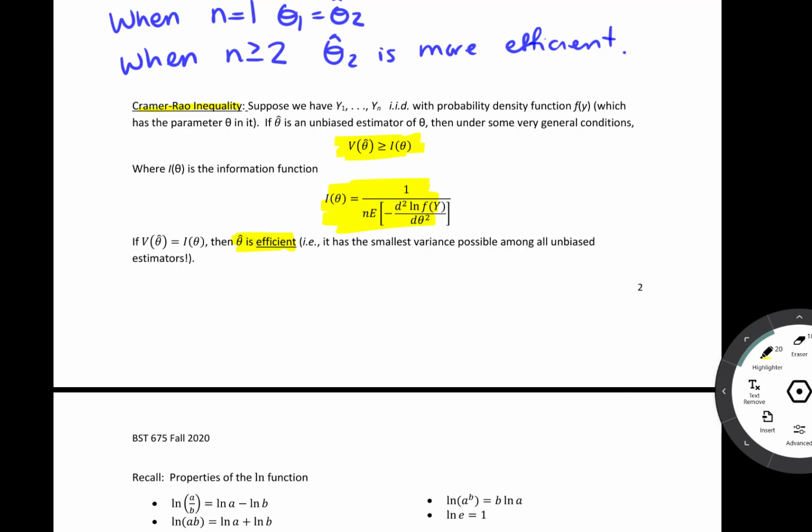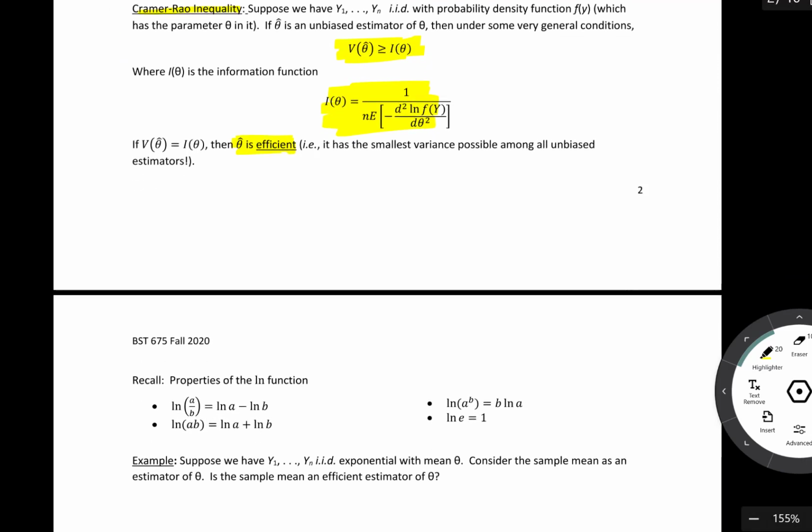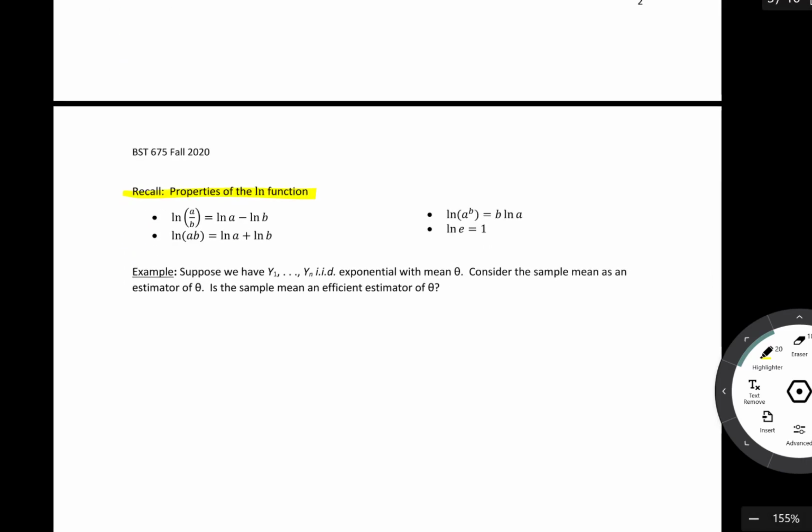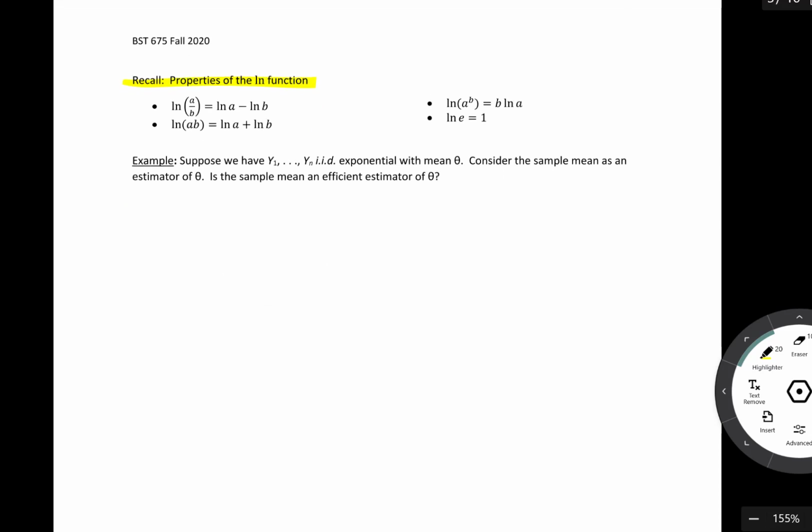So this is one way that if we have an estimator, we want to show that it's efficient. What we can do is if its variance meets the Rao Inequality lower bound, we know that it is an efficient estimator. Next, I just have some properties of the ln function, just kind of a reminder if it's been a while since you've worked with those.